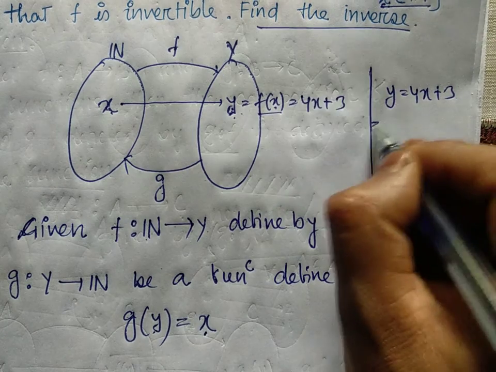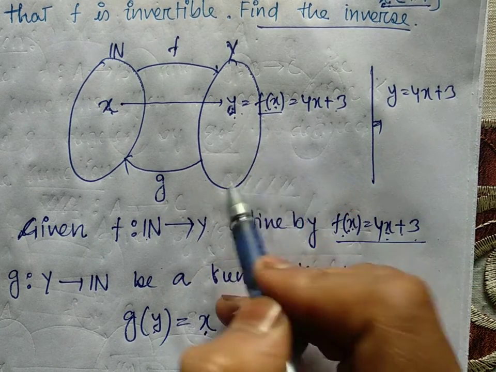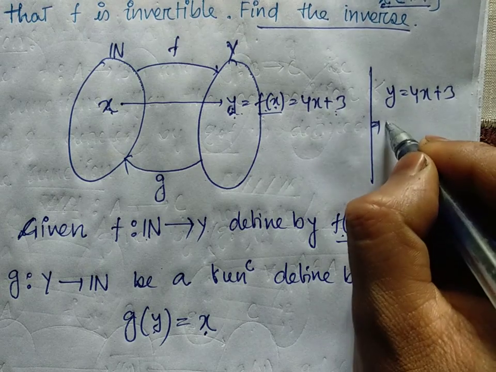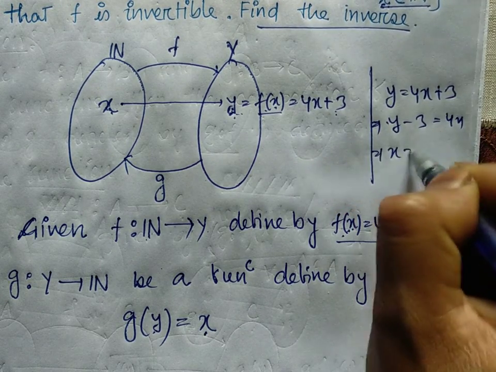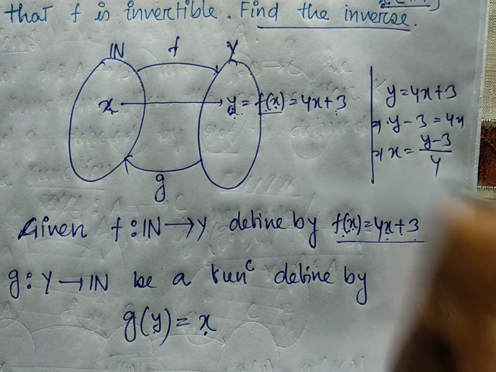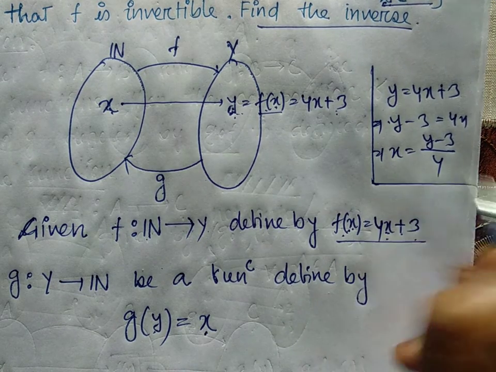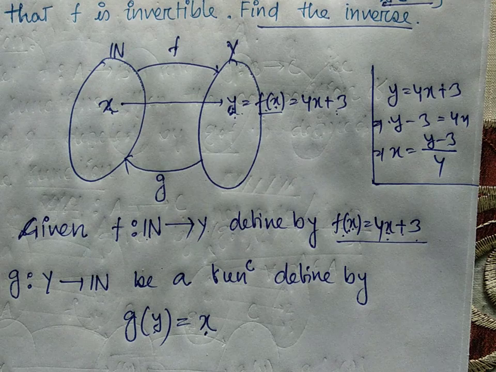We will write f of x = 4x + 3, that means y = 4x + 3. From here we can easily write that x is equal to (y - 3)/4. In this way we will try to find out the value of x.